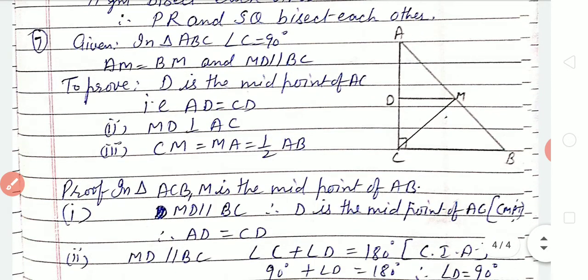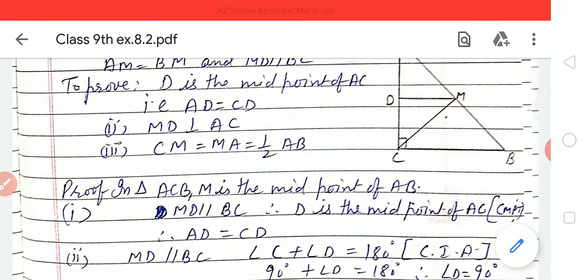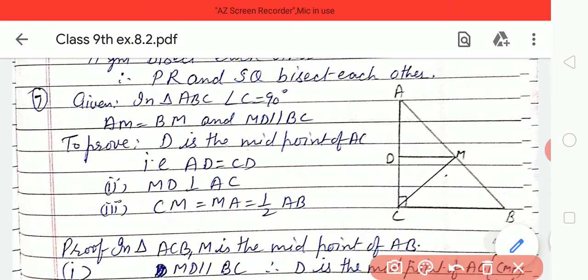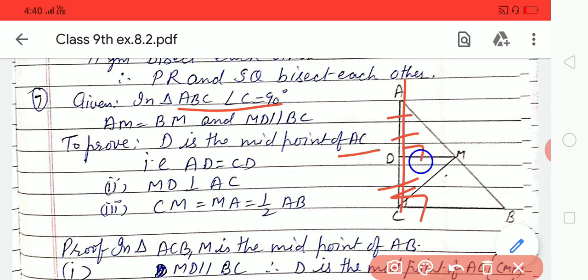Come to question number 7. This is triangle ABC, angle C is 90 degrees, D is the midpoint of AC. We have to prove that AD is equal to CD, and MD is perpendicular to AC, which means we have to show that angle D is 90 degrees. And CM equals MA equals half of AB. That is what we have to show here.